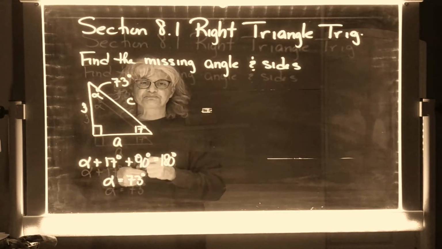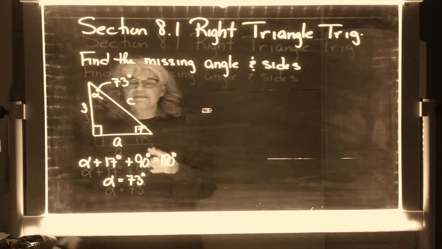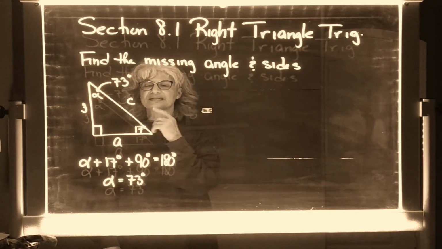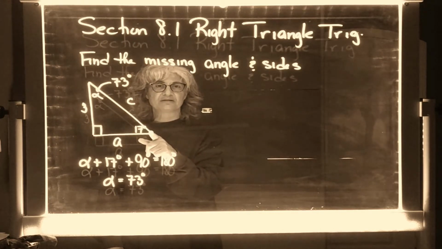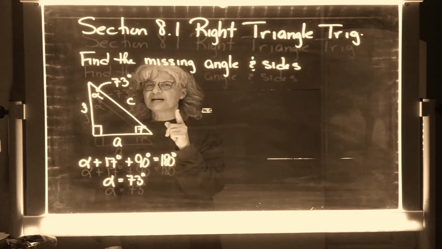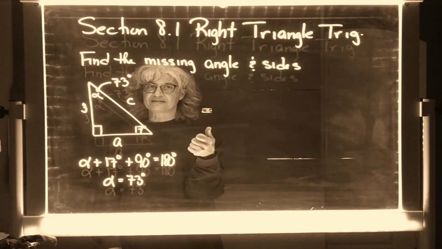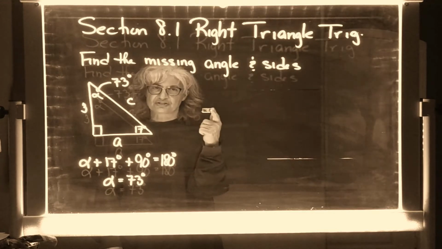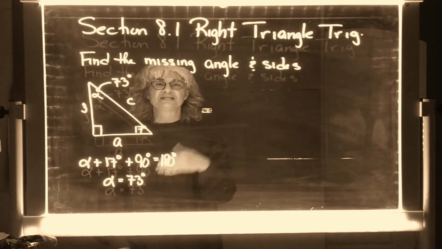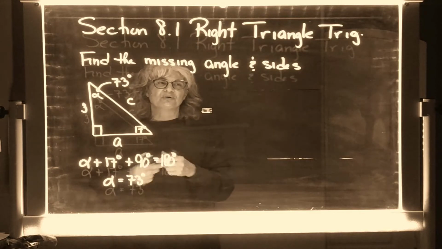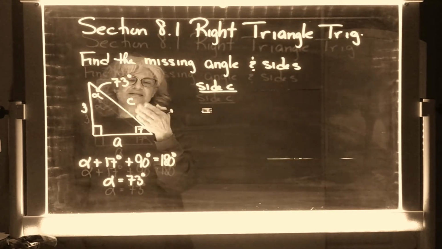Loving it. Now, I still am missing side A and side C. The one thing I do know is that the 3 that I do know for this side is opposite that 17-degree angle, isn't it? Okay, so that leads me to two trig functions. What are they? Sine, excellent, as well as tangent, great. Now, depending on which side you would like to find first, either A or C, depends on the trig function. So, I want to find side C first, and C is clearly the hypotenuse.